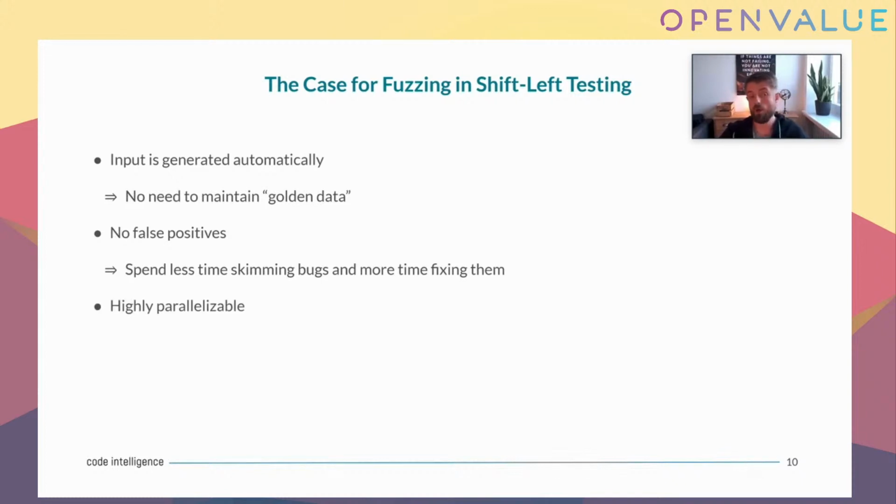And it's highly parallelizable, because fuzz testing gets some feedback from the application. You can start several instances with several CPUs, and this way you can achieve a lot of throughput and scale it up and down to your needs.